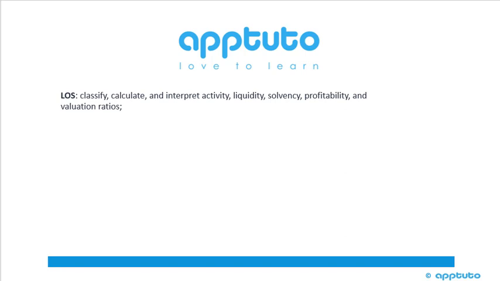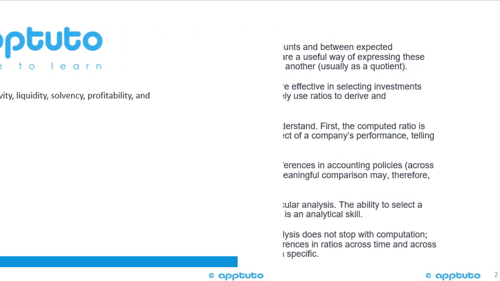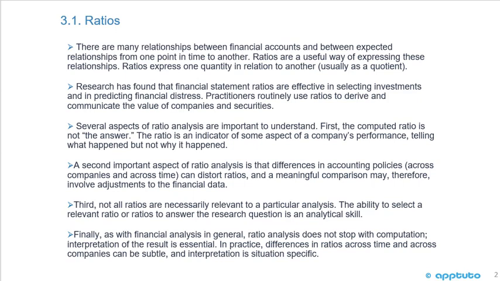This LOS is classify, calculate, and interpret activity, liquidity, solvency, profitability, and valuation ratios. Ratios. There are many relationships between financial accounts and between expected relationships from one point in time to another. Ratios are a useful way of expressing these relationships. Ratios express one quantity in relation to another.